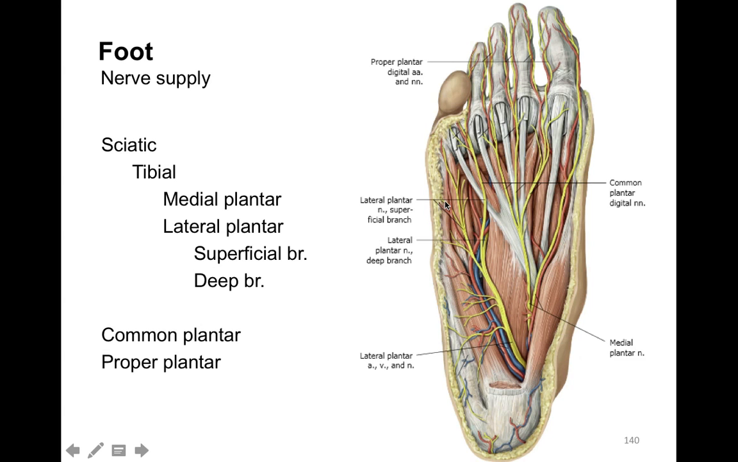Now, as we follow the superficial lateral plantar and the medial plantar nerves out, we will find that they will branch into common plantar digital nerves where they overlie the metatarsal bones, and then proper plantar nerves where they are alongside the phalanges.